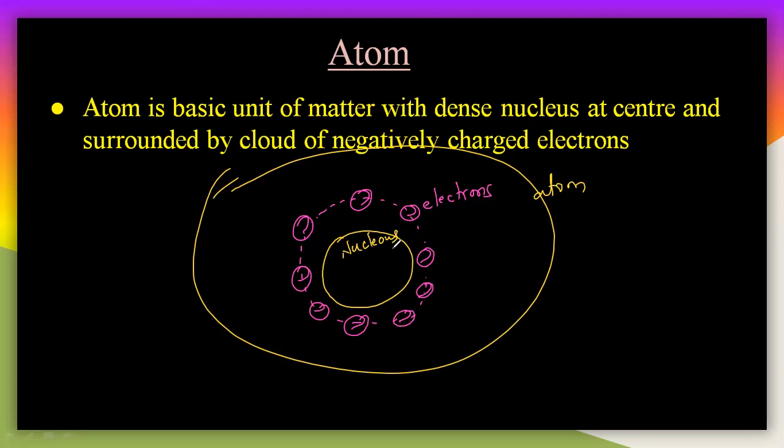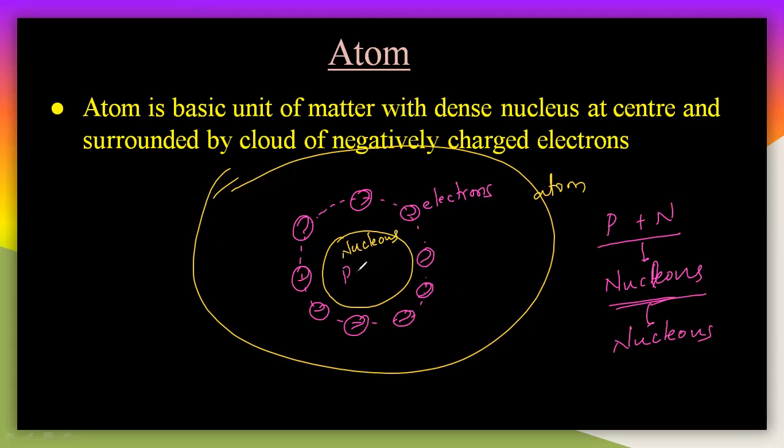And where are the protons and the neutrons? You know that the protons and the neutrons are called nucleons. Why are they called nucleons? Because they are present in the nucleus. So these protons and neutrons are present in the nucleus, hence these particles are called nucleons. The proton always has a positive charge, and the neutron has zero charge. There is no charge for the neutron, hence it is called neutral.